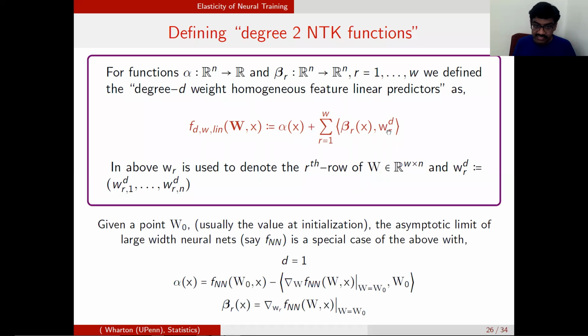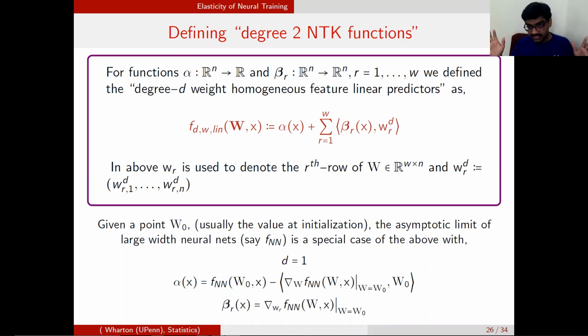Consider a special case when d equals 1, and beta x is the gradient of the neural net at initialization of training, and alpha x is the value of the function at initialization minus the inner product of the initial weight and the derivative of the initial weight. If you look at this special case of this function class, it reduces to a particular function class, which is called the NTK class. What is the NTK class?